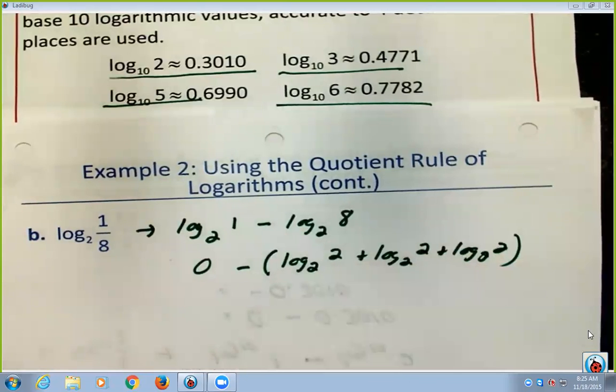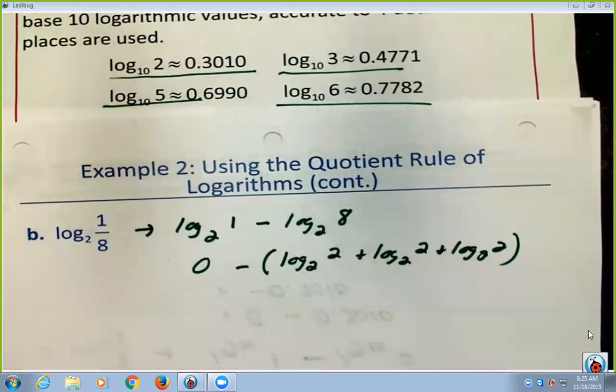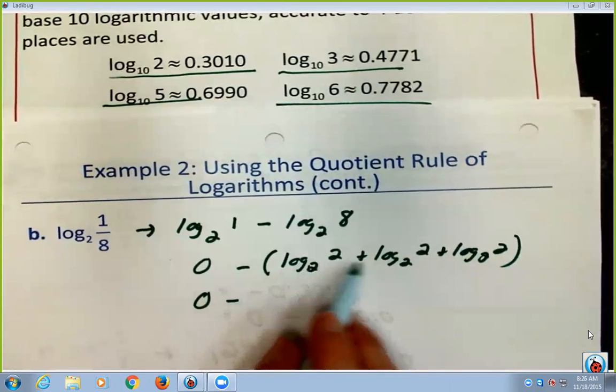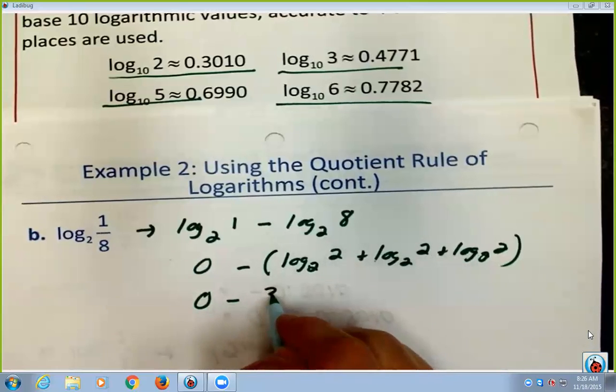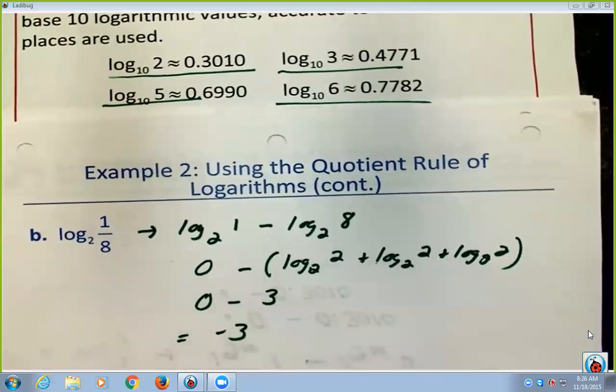And what happens with that? But I can't use these guys because my base is no longer 10. Notice? But what do these all end up equaling? So I get 0 minus, this is equal to 1, that's equal to 1, that's equal to 1, 1, 1, 1 gives me 3. So my true answer to this one is a negative 3.